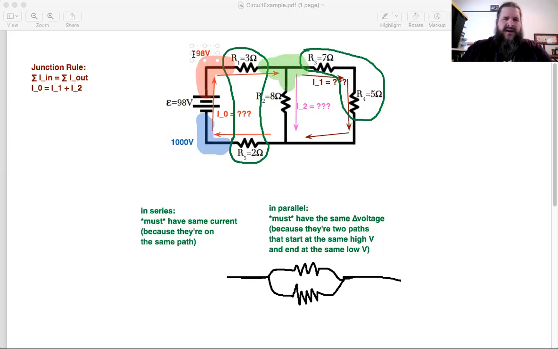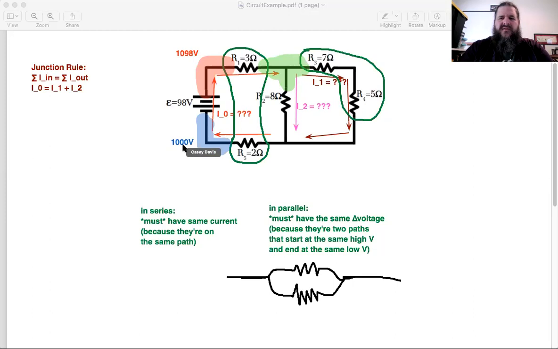And then the battery would increase that by 98. So you'd have 1,098 volts. The important thing is the difference. It doesn't really matter what the voltage is. That's kind of arbitrary. What matters is the difference in voltage. So you could call this 1,000 volts and this 1,098 volts. You could call this 2 volts and 100 volts as long as the difference is 98.